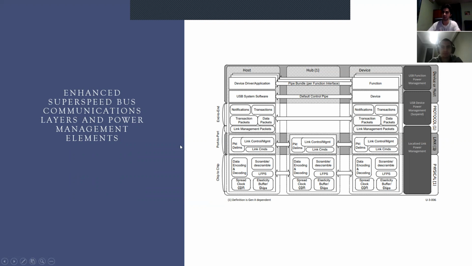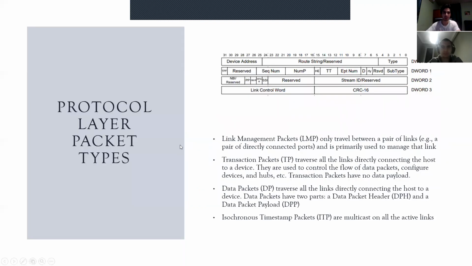Let's now discuss the protocol layer of USB 3.1. The enhanced SuperSpeed USB uses 4 basic packet types, each with one or more subtypes. The 4 types, as we see here, are first, link management packets. They only travel between a pair of links, for example a pair of directly connected ports, and are primarily used to manage that link. The second one is transaction packets, TP, which traverse all the links directly connecting to a host or device. They are used to control the flow of data packets, configure devices, hubs, and so on.